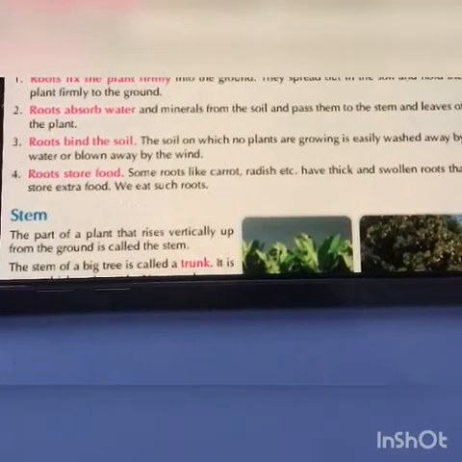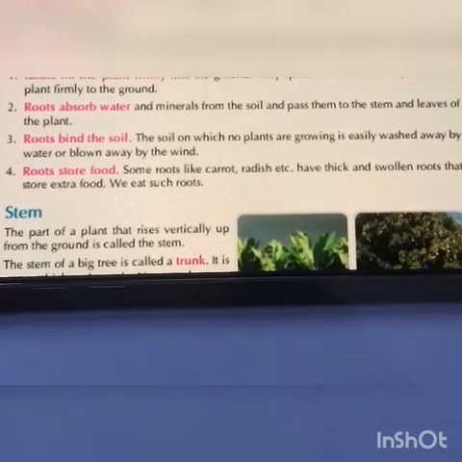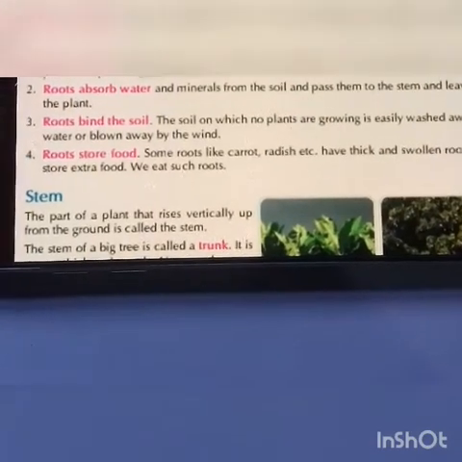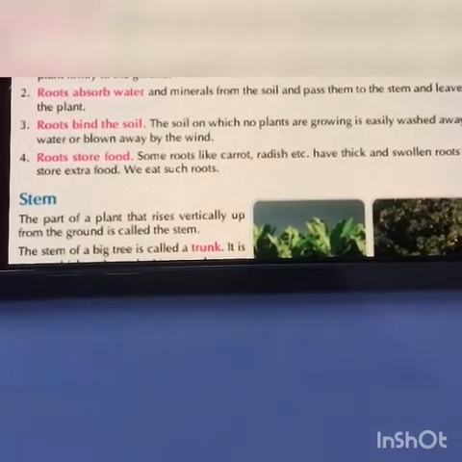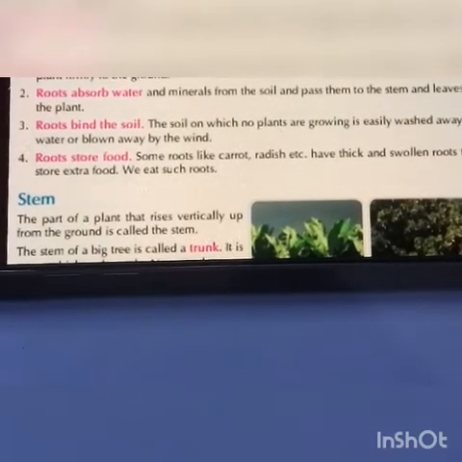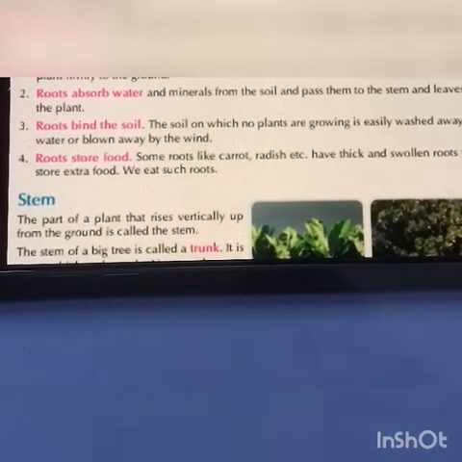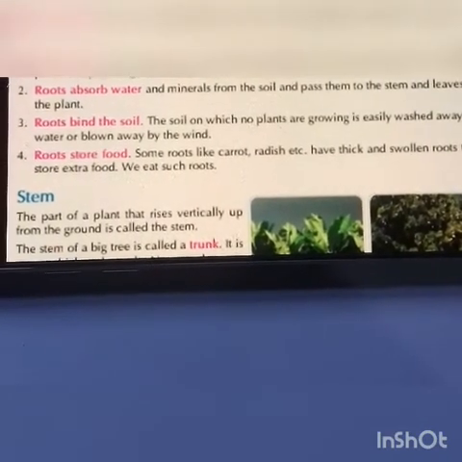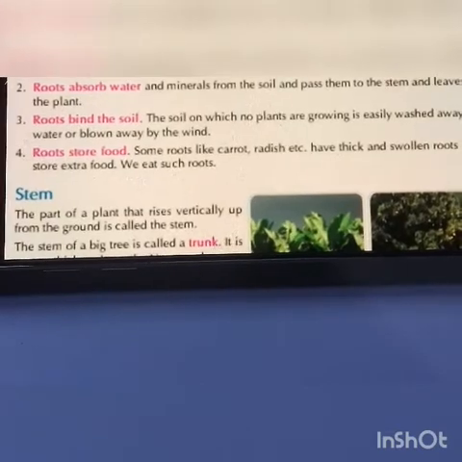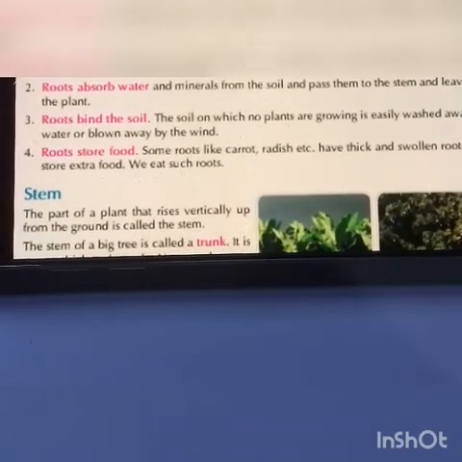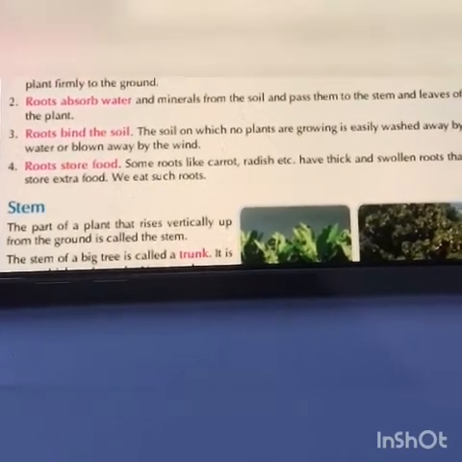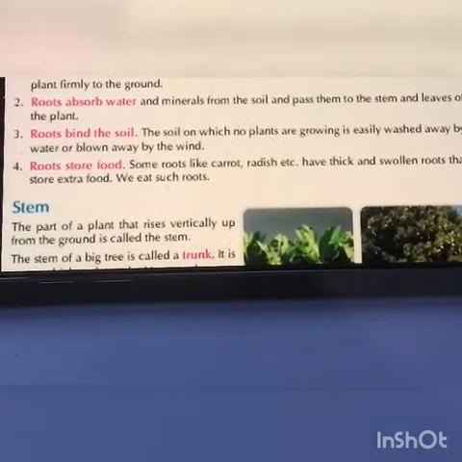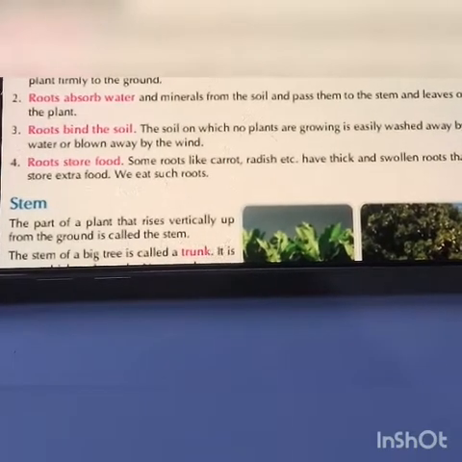Point number 4. Roots store food. Some roots like carrot, radish, etc. have thick and swollen roots that store extra food. We eat such roots. We have already discussed this point, that the extra food of plants, sometimes plants store into roots, and we generally eat this type of roots like carrot, radish. In this way, root also helps the plant. So the root portion ends here.